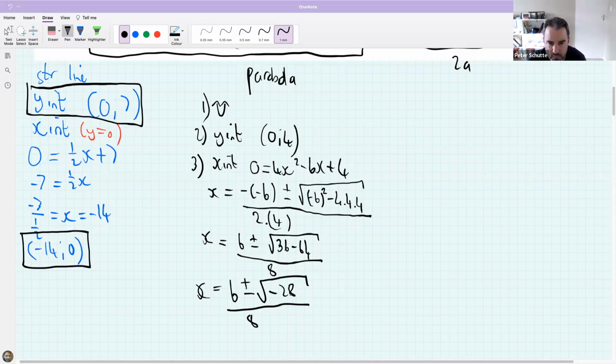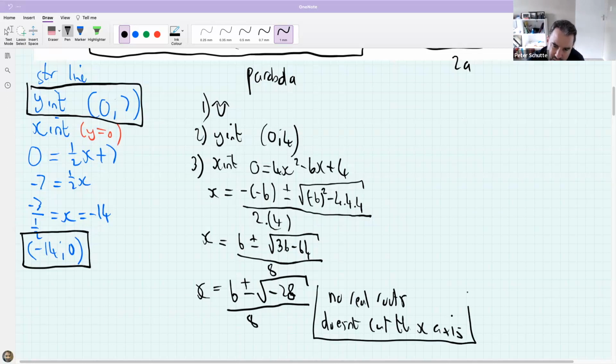Now, what it means, if you can't solve a quadratic equation, is that there are no real roots; the graph doesn't cut the x-axis. It doesn't happen that often, but if you have a negative inside the square root bracket, this thing inside the square root is called delta. And if delta is negative, it means that the graph doesn't cut the x-axis. So actually, there are no x-intercepts.